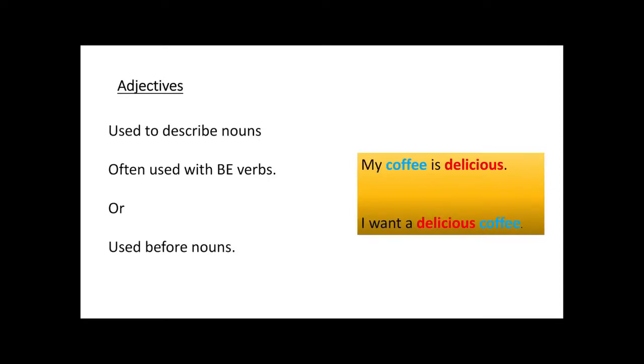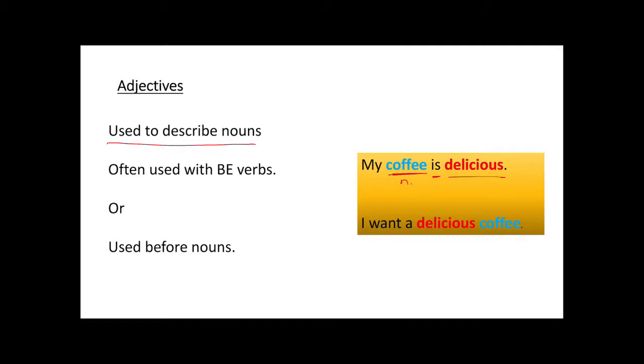Just a note on adjectives before we start. Adjectives are always used to describe something or to describe nouns. And often they're used with the be verb. So we have my coffee. Coffee is the noun. Is delicious. So we have a noun, a be verb and an adjective. My students are friendly. My teacher is kind. English is difficult. Be verb and adjective.